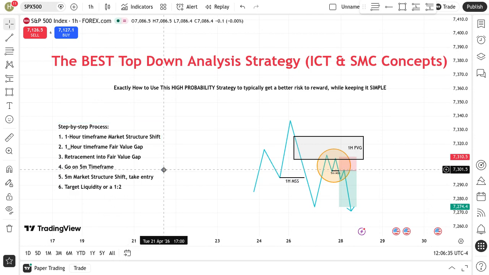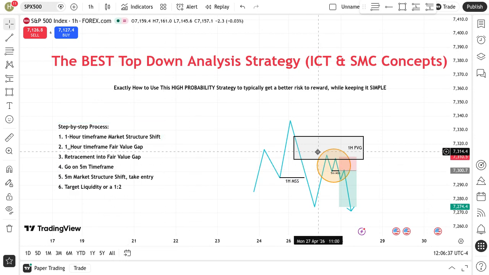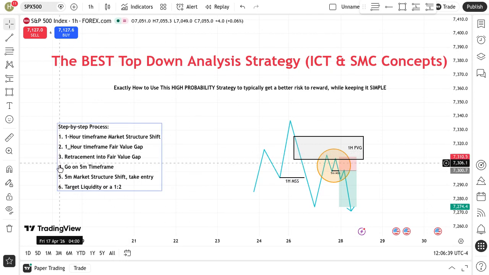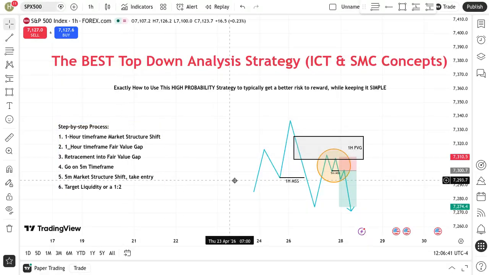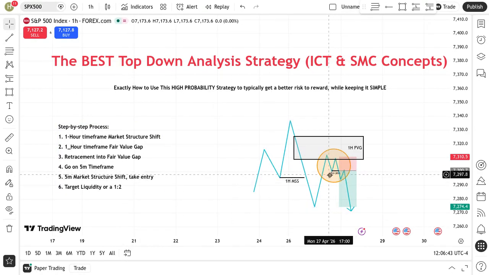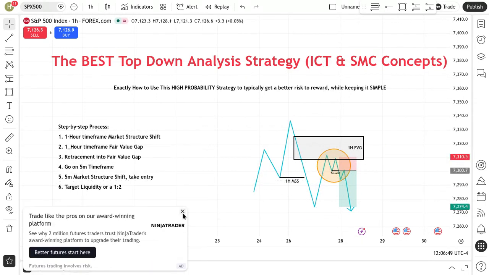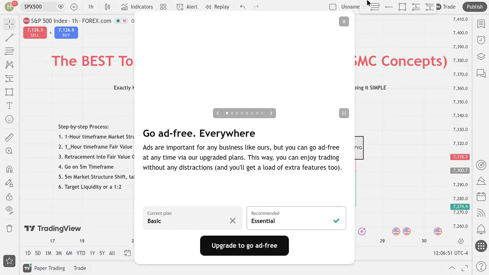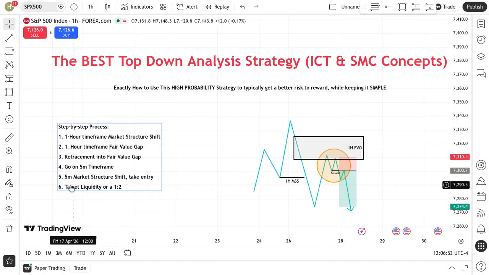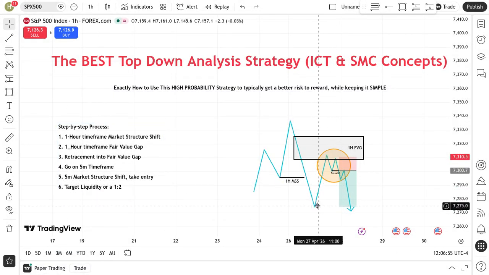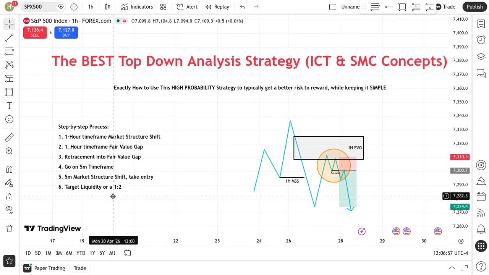On the 5 minute time frame, we're looking for price to be fractal, make the same move. So we are looking for the fifth step, which is a 5 minute market structure shift. You see here in this circle, we have the 5 minute market structure shift. On the 5 minute market structure shift, that's where you will take your entry, and you will either target liquidity, the 1 hour liquidity pool down here, or you will target a simple 1-to-2 risk to reward ratio.